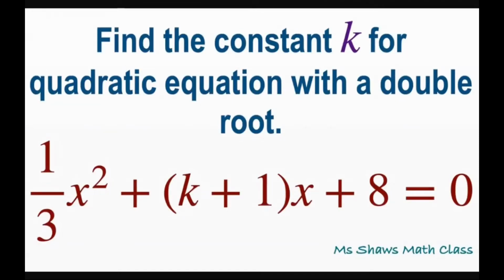Hi everyone, we're going to find the constant k for the quadratic equation with the double root. We have 1/3 x squared plus (k plus 1)x plus 8 equals 0.